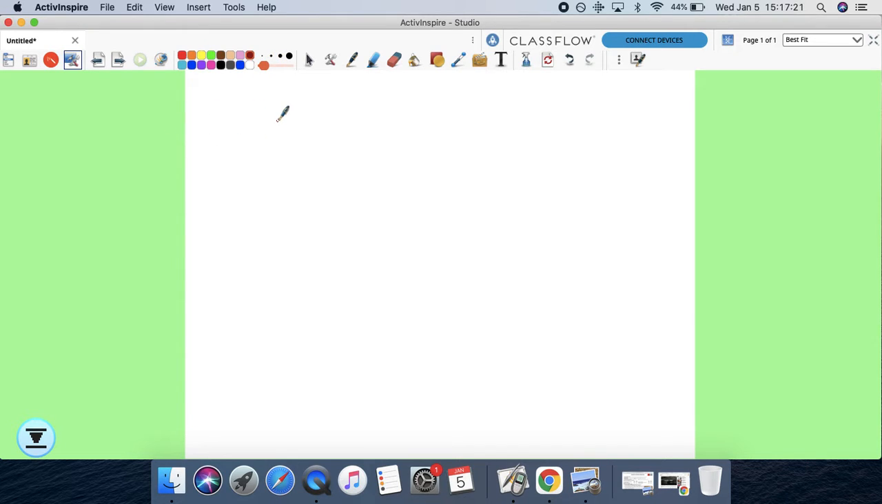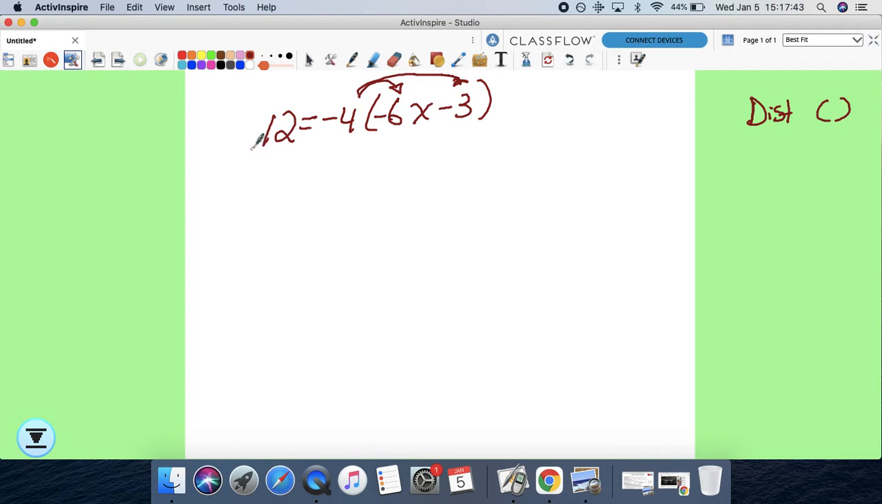Number 4. 12 equals negative 4 times 6, oops. No, it's okay. Negative 6x minus 3. Okay, so we have distributive property. Do we have parentheses? So distributive property, yes. Parentheses, I see it right here. So let's do that. 12 equals negative times a negative is a positive. 4 times 6 is 24x. And then negative 4 times negative 3 is positive 12.